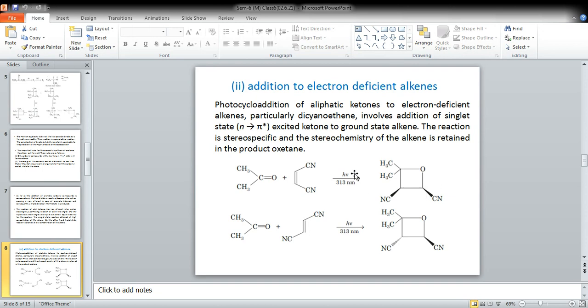Now the product formation, of course, in presence of UV light, the stereochemistry of the oxetane will be cis. That means if we perform the reaction with a cis alkene, then our product will be cis. And on the bottom, if we perform this reaction with acetone and trans 1,2-dicyanoethene, then the product will be trans oxetane. So depending upon the electron deficient ethene, whether it is cis or trans, the product will be cis and trans respectively.